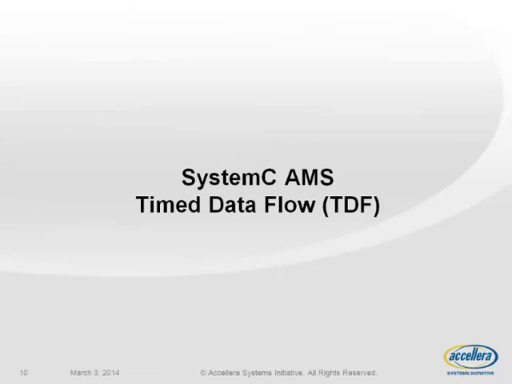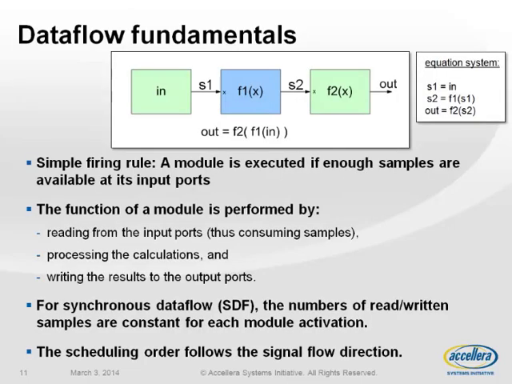What I mentioned before, the data flow engine is, for abstract modeling, one of the most important engines. Data flow is a very simple model of computation. It has a very simple firing rule. Data flow means a module can be activated if enough samples are available at the input. For static data flow, or synchronous data flow, which we are using, this number of samples is known in advance. A function of the module is executed, it reads from the input, processes the calculation, and then it writes the sample to the output.